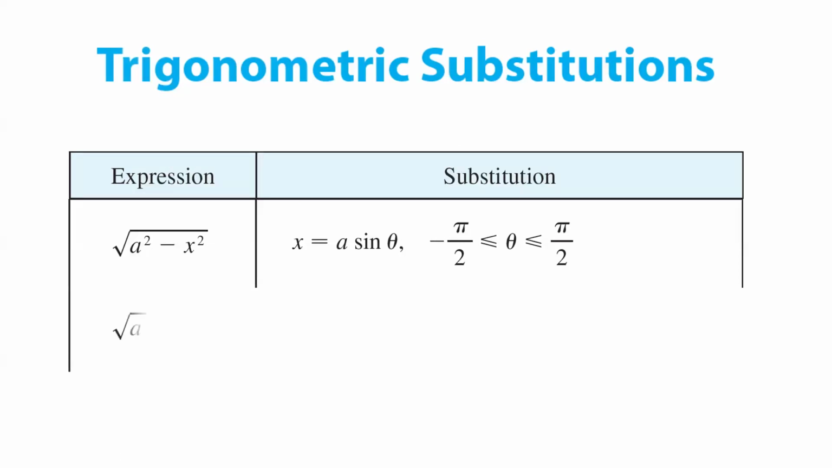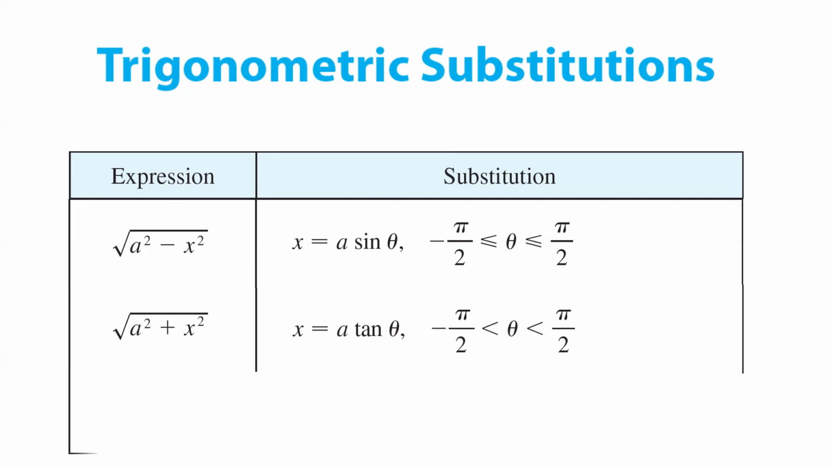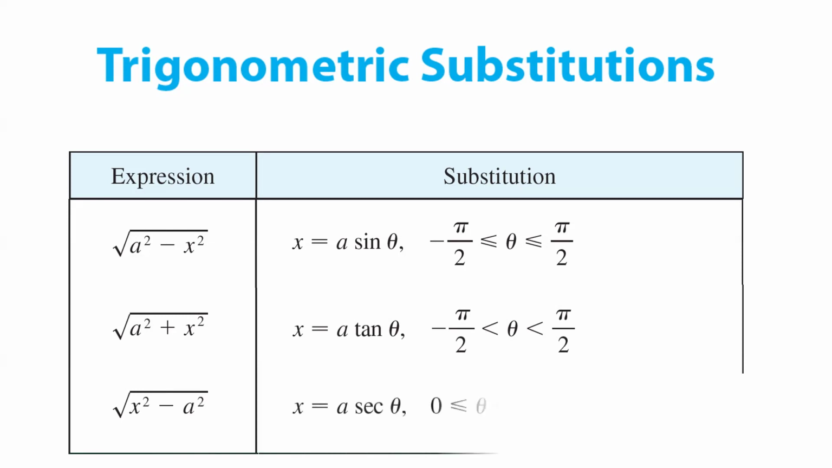If you see something like the square root of a squared plus x squared, the suggested substitution is x equals a tangent theta, while theta is bounded between negative pi over 2 and pi over 2. Finally, if you see an expression of the form square root of x squared minus a squared, the suggested substitution is x equals a secant theta. Theta is bounded between 0 and pi over 2, or between pi and 3 pi over 2.